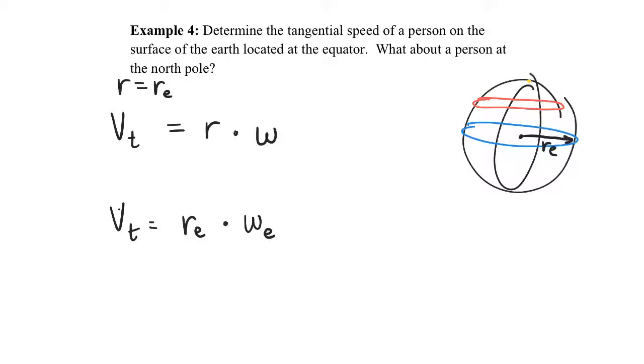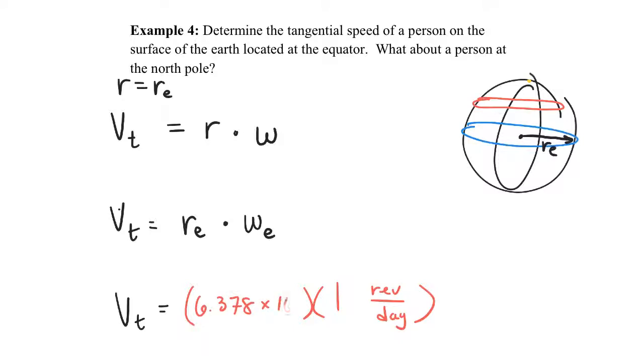So omega is going to be the value of 1 revolution per day. That's really what we're looking at. And the radius of the Earth I can look up is 6.378 times 10 to the 6th meters.